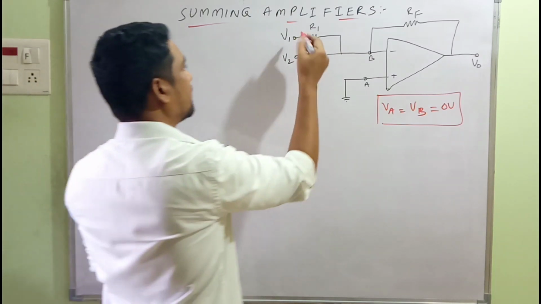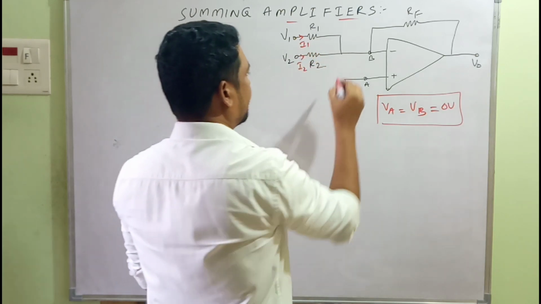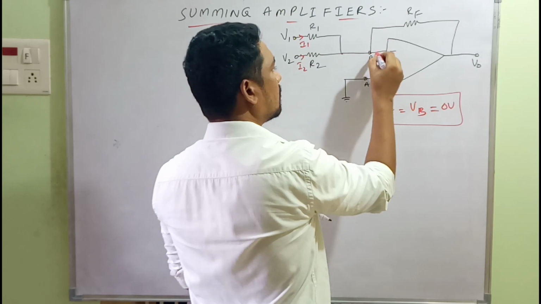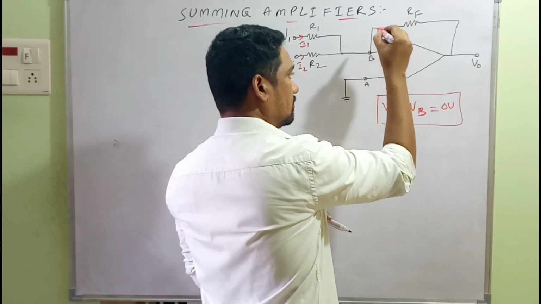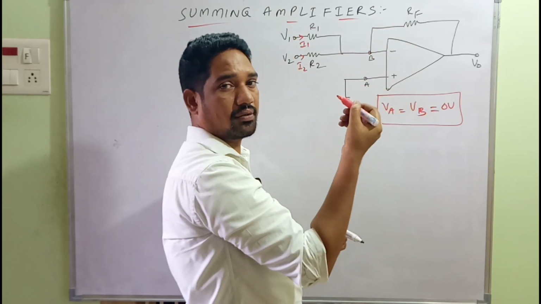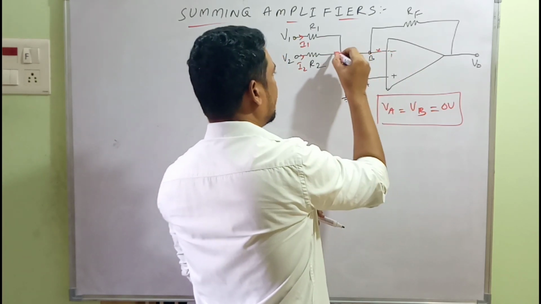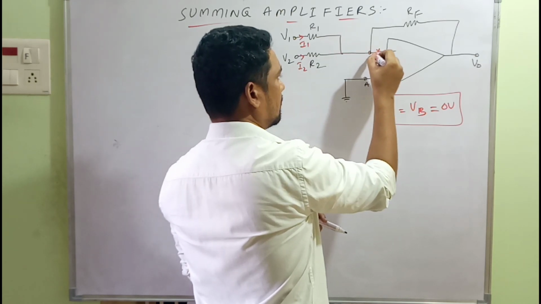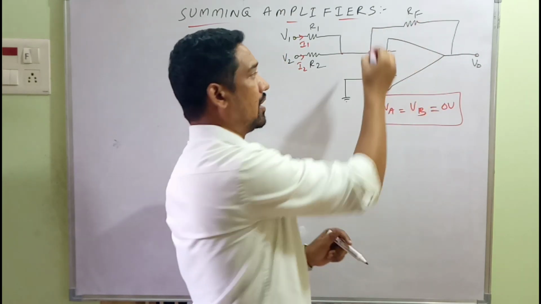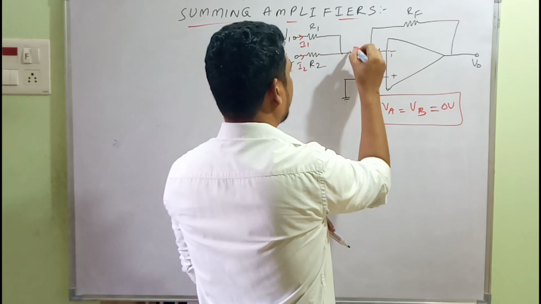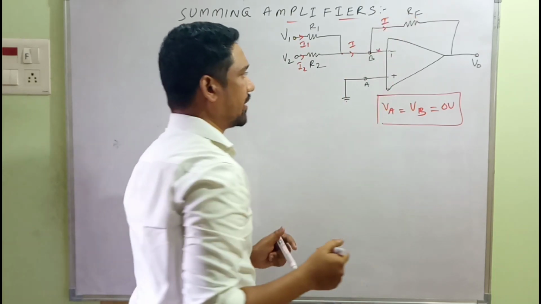And here V1 gives rise to I1 and V2 gives rise to I2. After this node, it has to split into opamp current and feedback current. But the input impedance of the operational amplifier is very high, and so no current goes through this loop. The entire current flowing into this point will be diverted towards the output, like a feedback current through RF. So here I1 plus I2, let it be I. The I will be flowing through this one. Right? These are the arrangements.